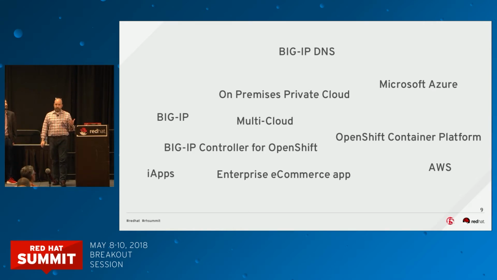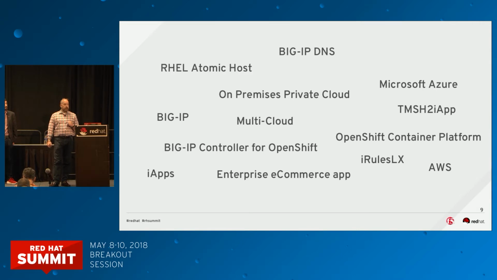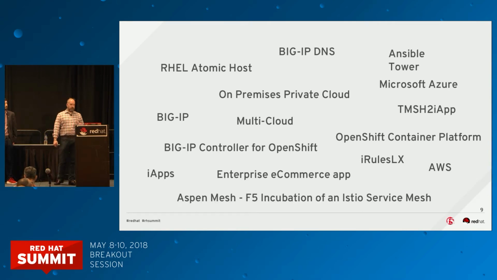We're going to use AS3 declarations. These are an F5 technology that allows us to post a declarative configuration to a Big IP device. We tell the Big IP device, we want you to look like this, and it goes and builds that config on the Big IP. We used another tool, TMSH to AS3, to build those. We're using iRules LX. All of this is built on RHEL Atomic Host in the on-premises environments, and we're using Ansible Tower to deploy it all. And finally, we're going to showcase Aspen Mesh, which is an F5 incubation of an Istio service mesh.